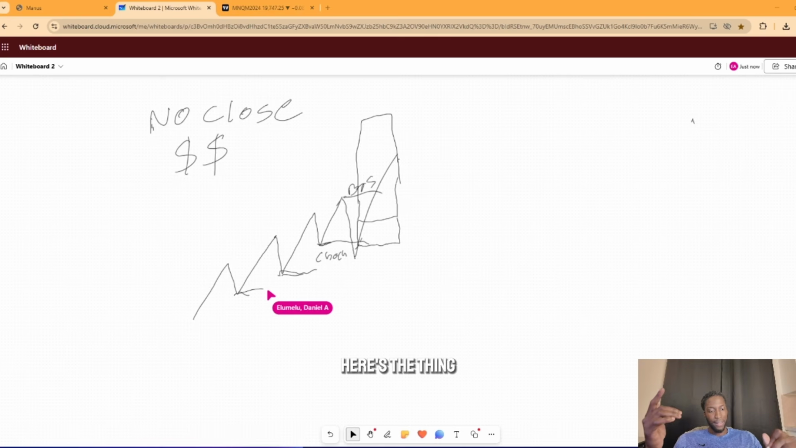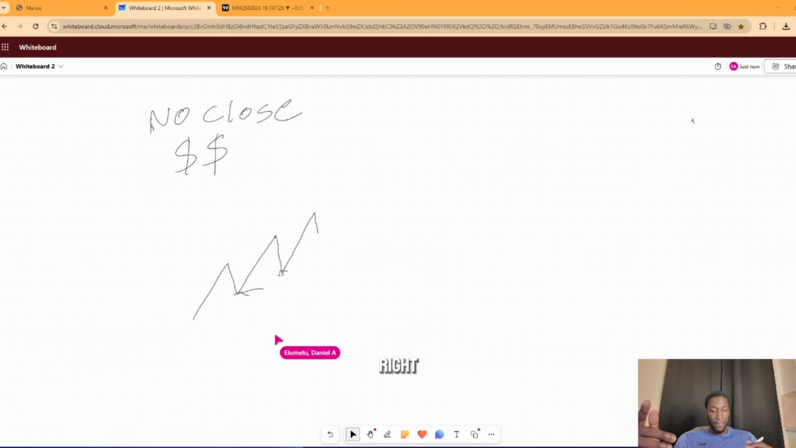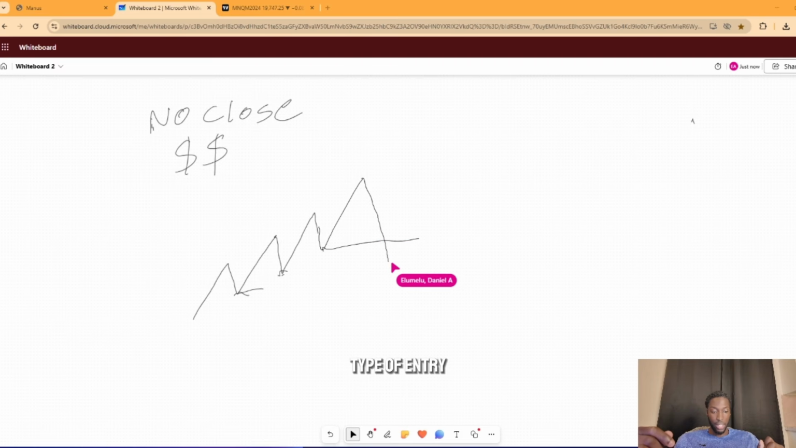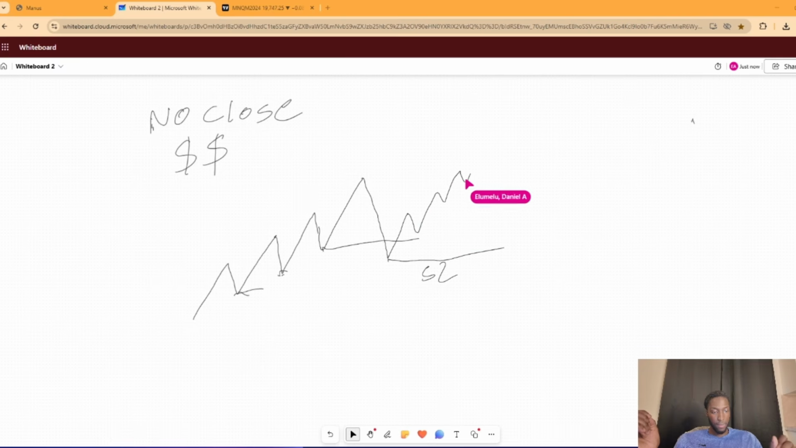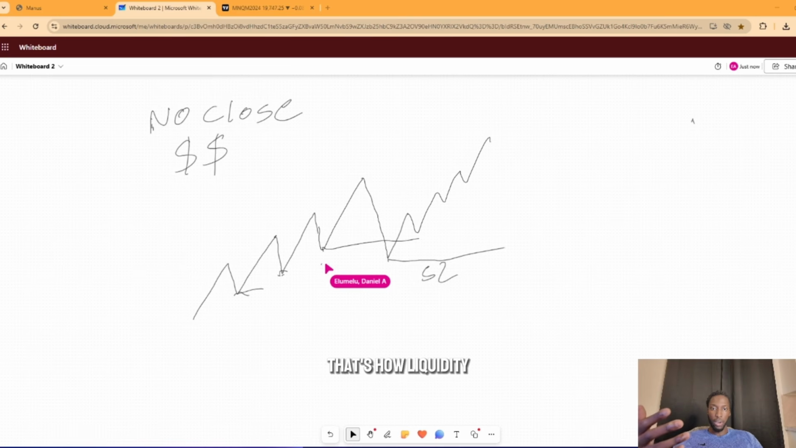Well, here's the thing. If you master this, right, and you only take trades when liquidity has been taken, you get some type of entry signal, and you get in, this stop loss here becomes extremely low probability of getting hit. Your trade is now protected because you waited for liquidity to be taken first. Am I making sense? That's how liquidity works.